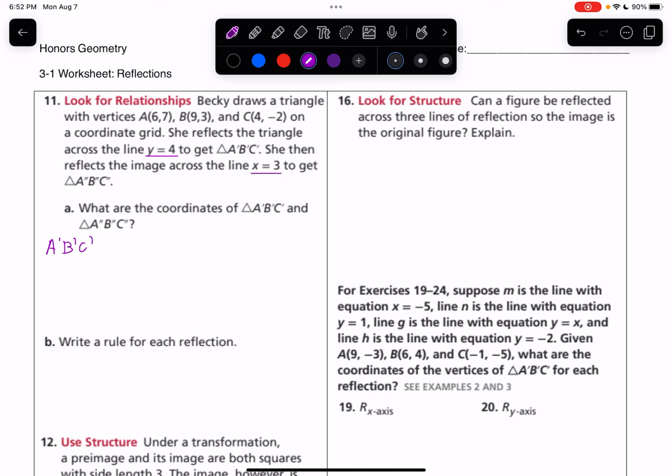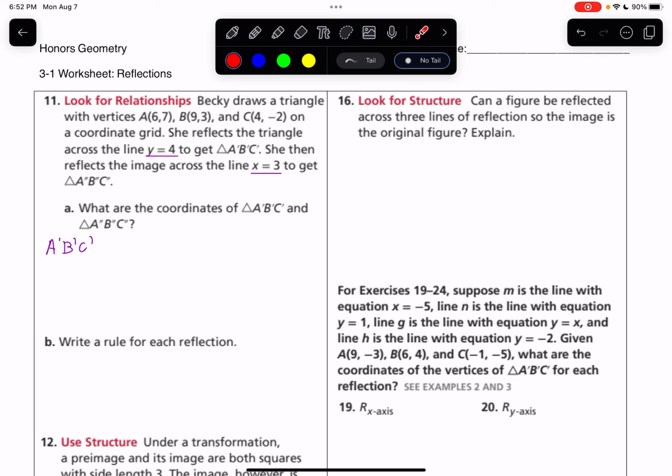So if we are reflecting across the line y equals 4, that means that what we'll need to do is change the y coordinates of these original points. And we're going to change them by saying, how big is the difference between the y coordinate and the reflection line? So here, 7 is 3 units above 4. We're going to copy that distance below the reflection line. So 7 is 3 units above 4. Then we go 3 units down below the line of 4, and we get to 1.